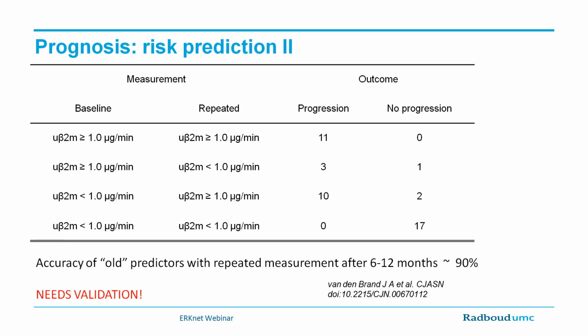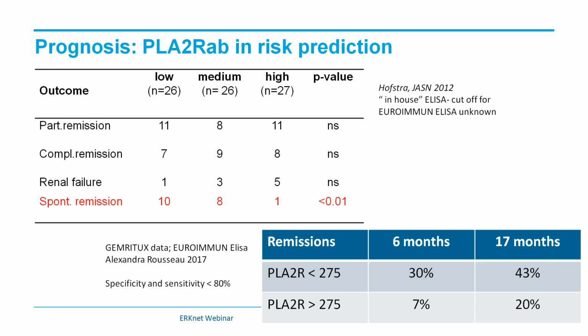Obviously, with the finding of antibodies in the serum of patients with membranous nephropathy, the question arose whether measuring these antibodies could help in risk prediction. This slide summarizes 2 studies. One study showing the likelihood of a spontaneous remission based on the measurement of anti-PLA2R antibodies, here grouping the patients in tertiles according to the antibody levels. It's clear that if the antibodies were high, then the likelihood of a spontaneous remission was very low, whereas if the antibody titer was low, the likelihood of a spontaneous remission was much better.